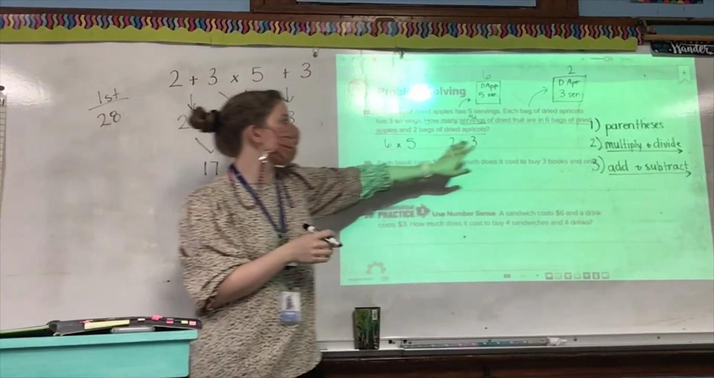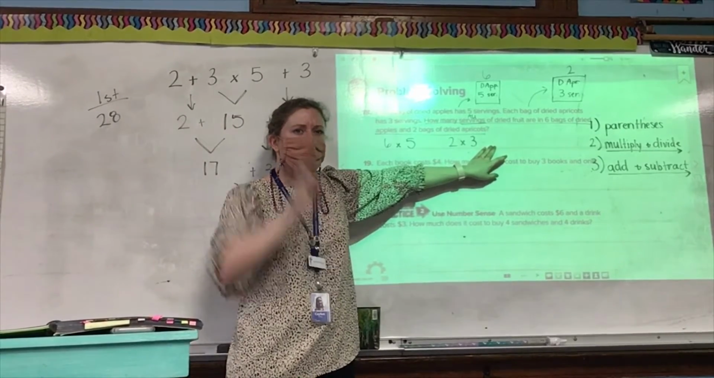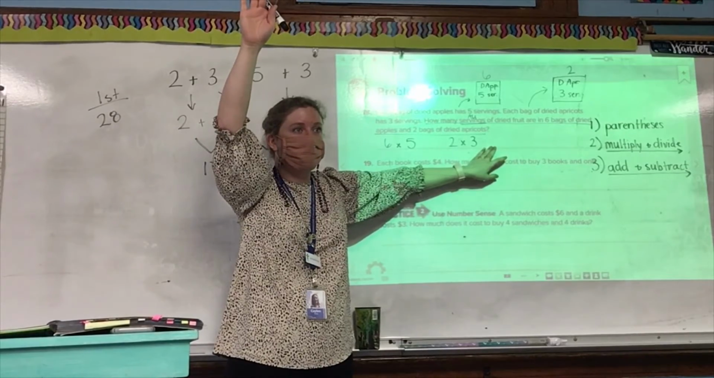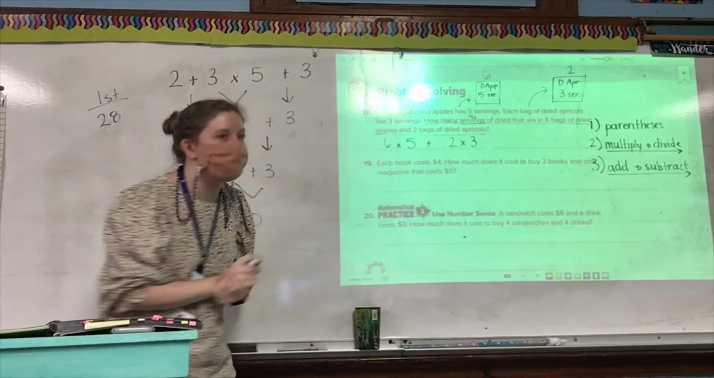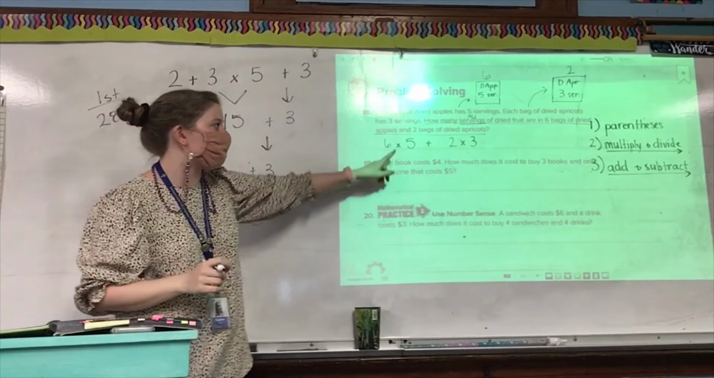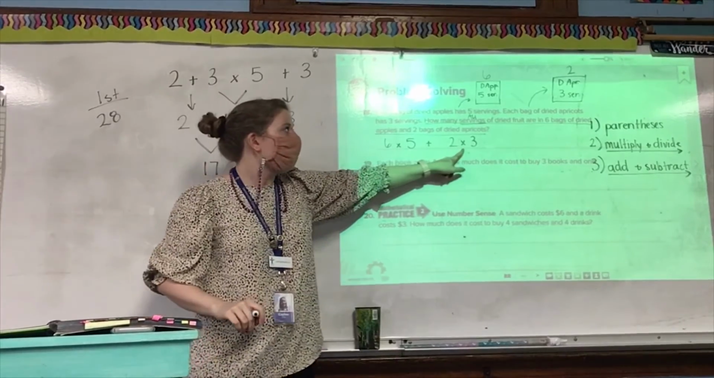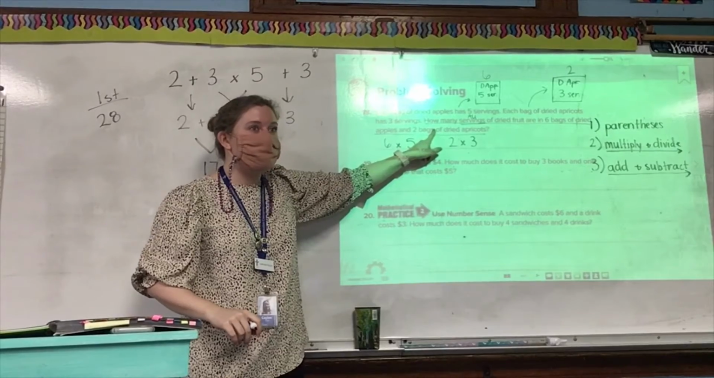Now, if I solve this and I solve this, is that going to be my answer? No. Why? Lena? Because you have to add both answers together. I have to add both answers together. Very good. I need to figure out, okay, how many dried apple servings are there? How many dried apricot servings are there? And then, how many is that all together?